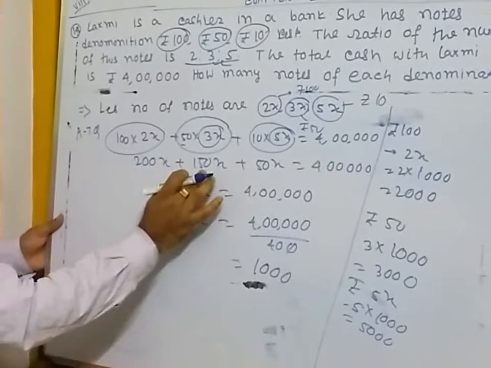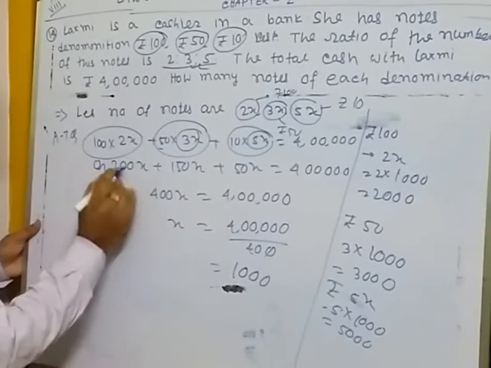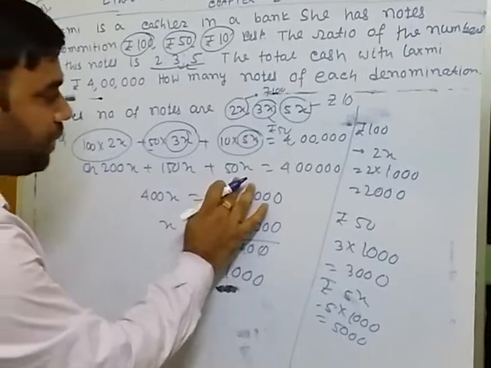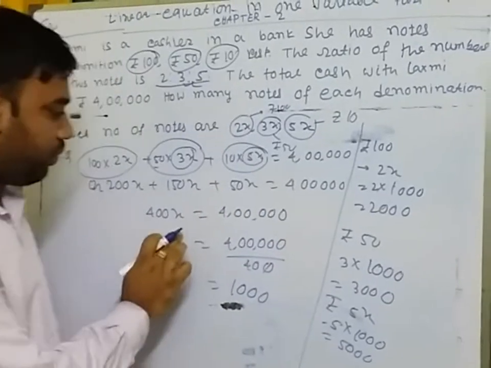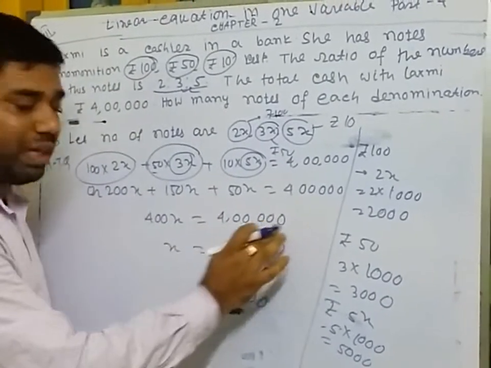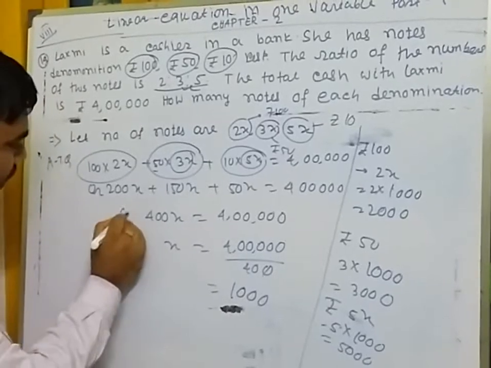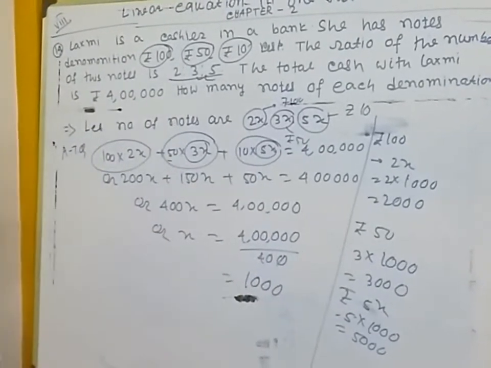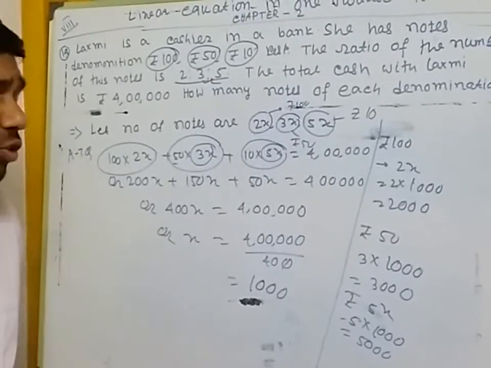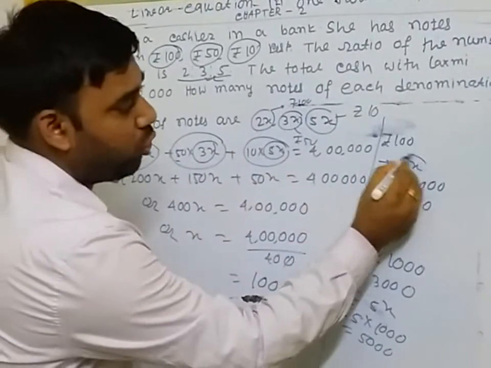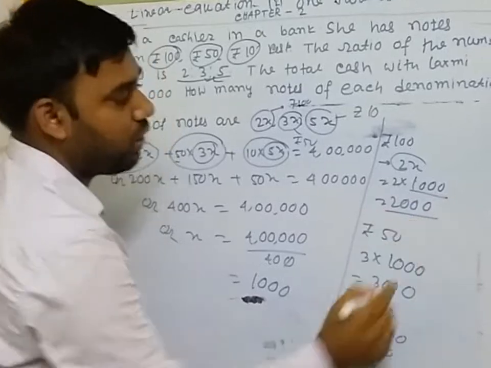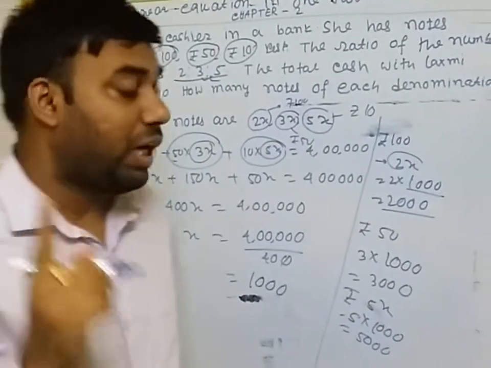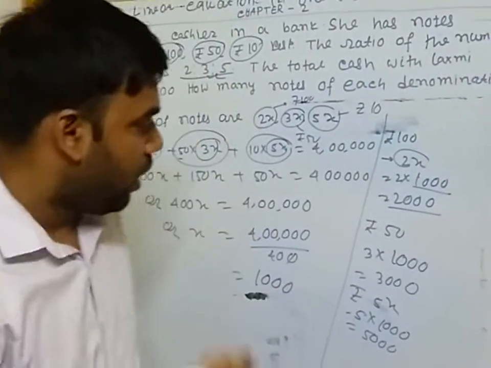Now 200x, 150x and 50x. 200x plus 150x plus 50x equal to 400x. 400x is equal to 4 lakh. From this equation we get x equal to 1000. How many 100 rupee notes? That is 2x, so 2 into 1000, that is 2000. So there are 2000 notes of 100 rupees.